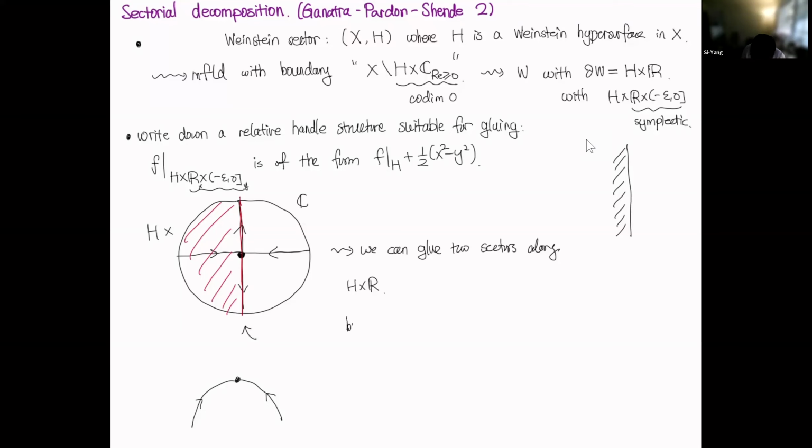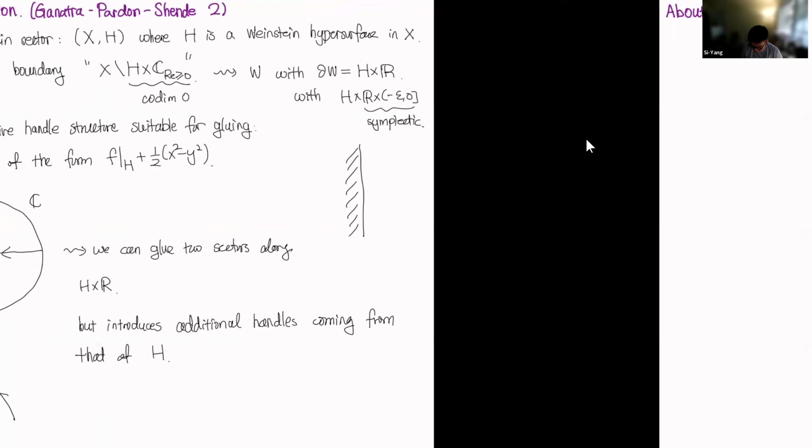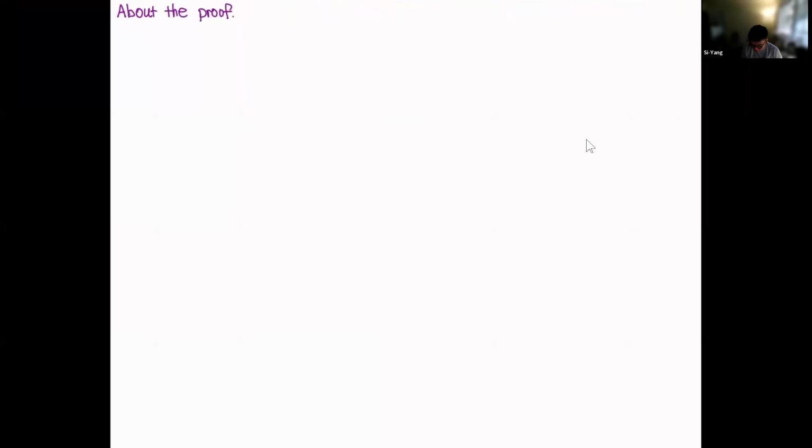But this introduces additional handle structure coming from that of H. So regardless of this caveat, we actually obtained a very good pattern for how to glue local things together, and this is almost the proof of the generation modulo some Lagrangian surgery formula.